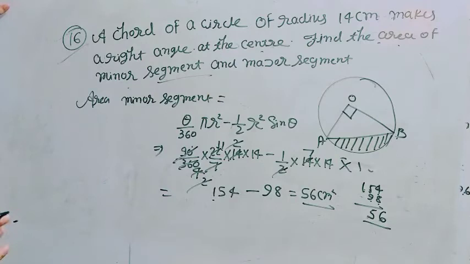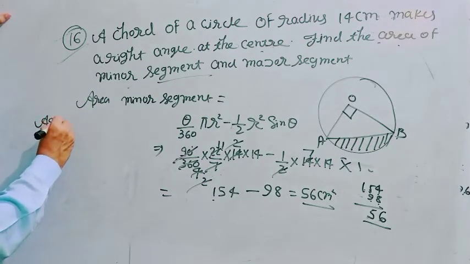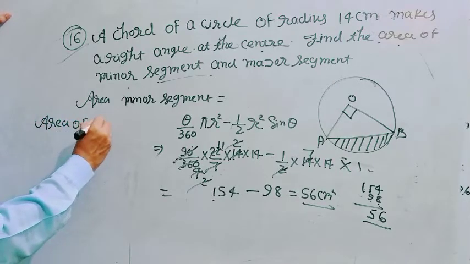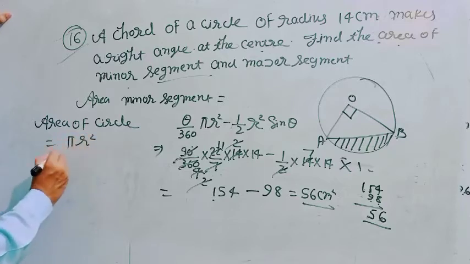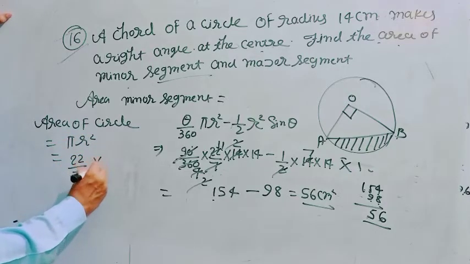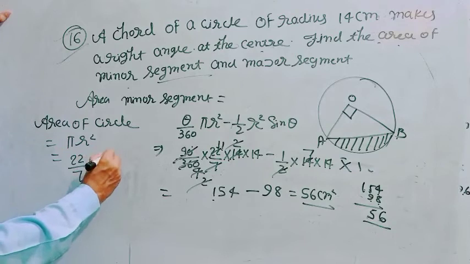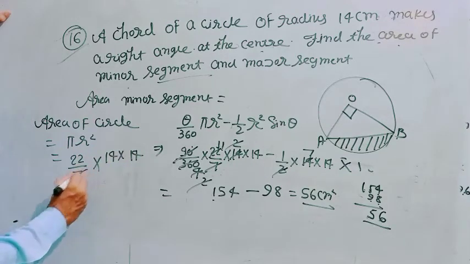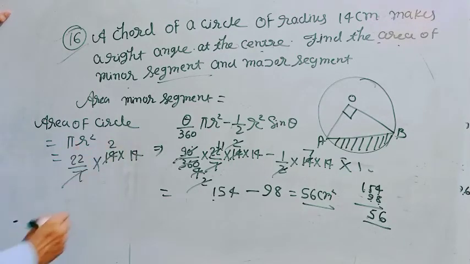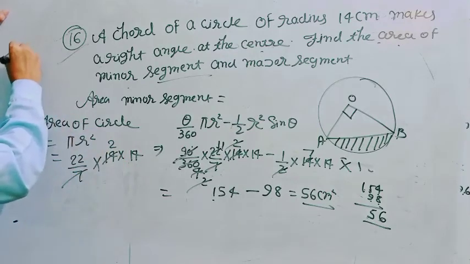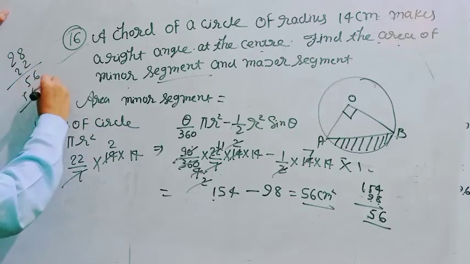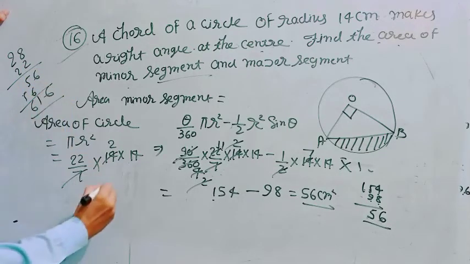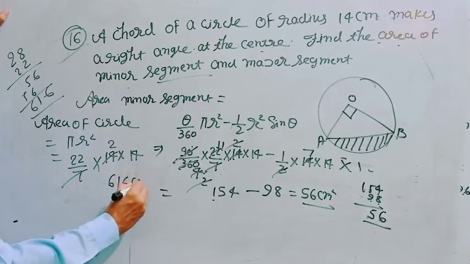Next, your question: what is the area of the major segment? So first you find the area of the circle, and it is equal to pi r square. Then it is equal to 22 by 7. What is r? That is 14 into 14. So cancel. 2 into 14 into 22, that is 28 into 22, that is 616 cm square.